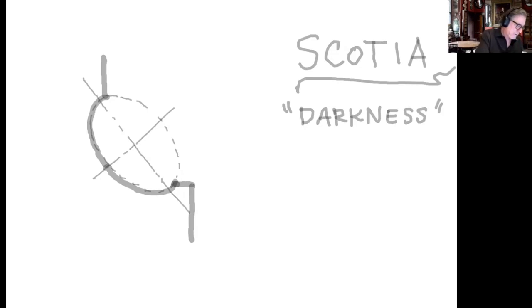So we can draw these 45s here to give it a little distinction. But that's a scotia. And then let's shade the solid part together.